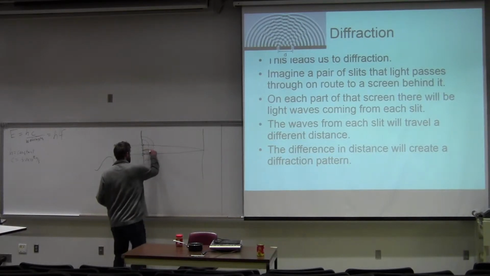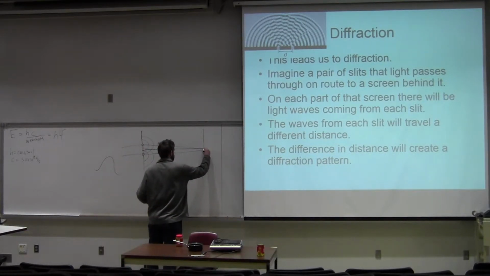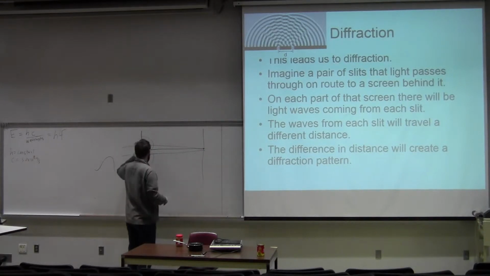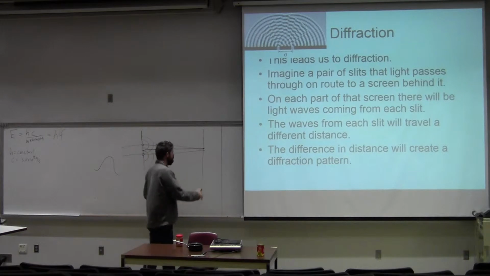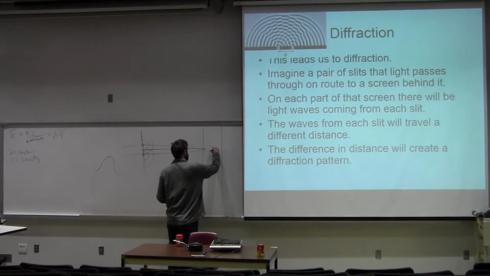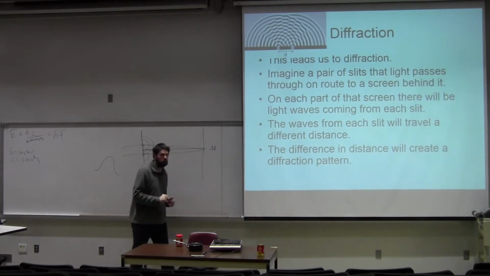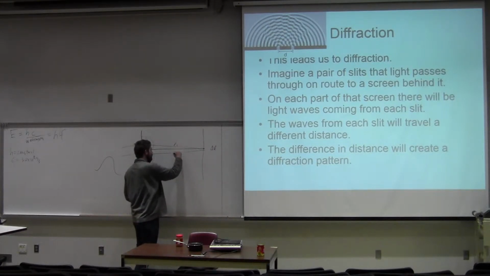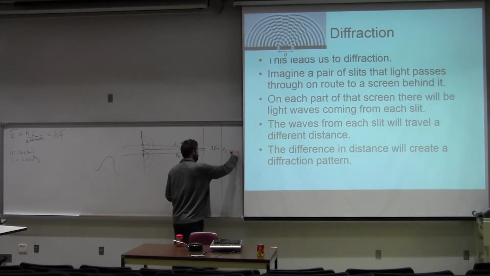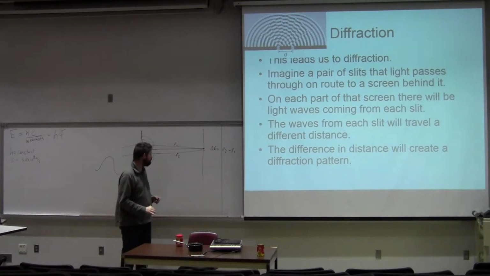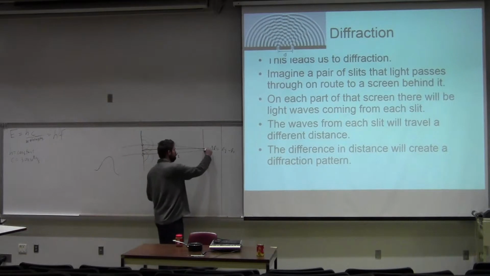Now, in the exact center of the screen, the distance that each light ray travels is the same. So my difference in distances, delta L, so this would be L1 and L2. Delta L equals L2 minus L1. Here, delta L equals 0.